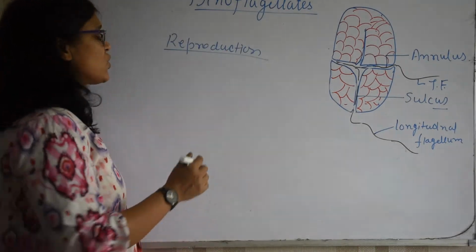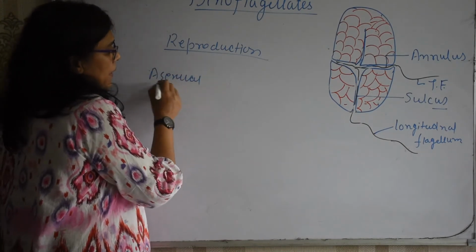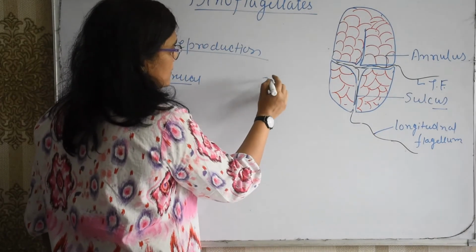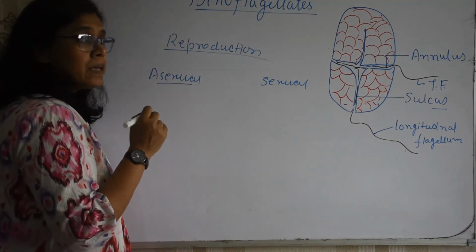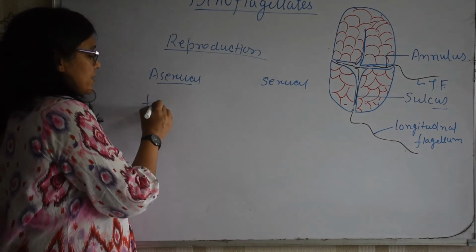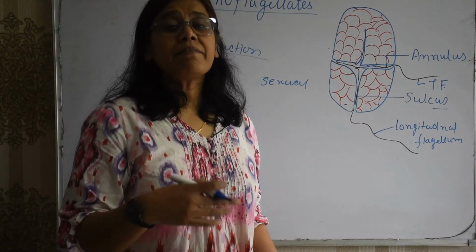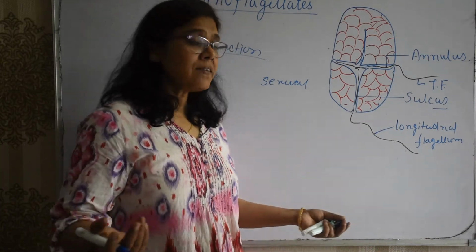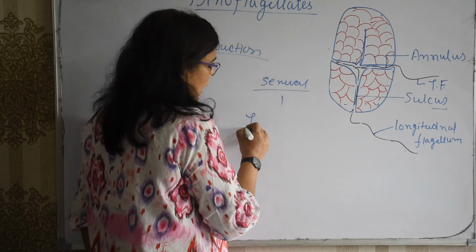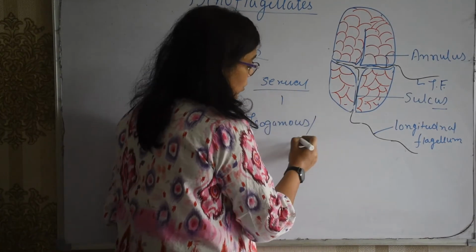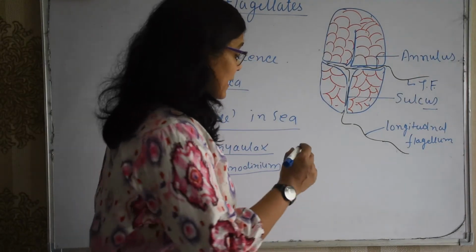Now we will talk about reproduction. The mode of reproduction is both asexual and sexual. In the asexual mode of reproduction, it occurs by binary fission. The mother cell divides into two daughter cells, that is the fission. Sexual reproduction could be isogamous or anisogamous.